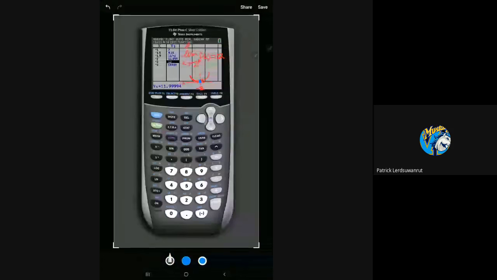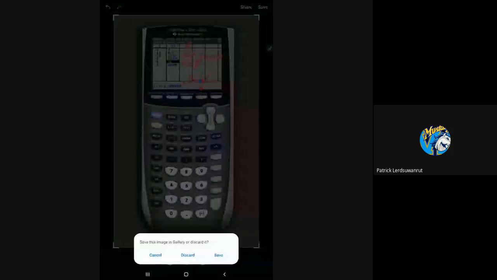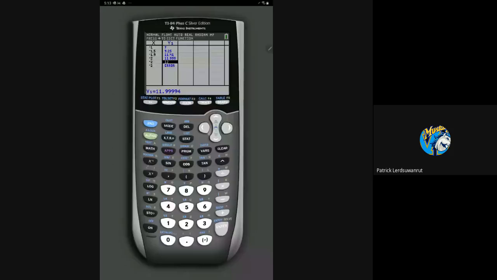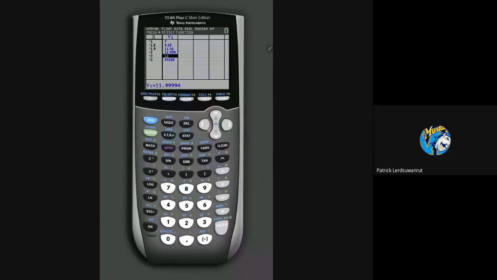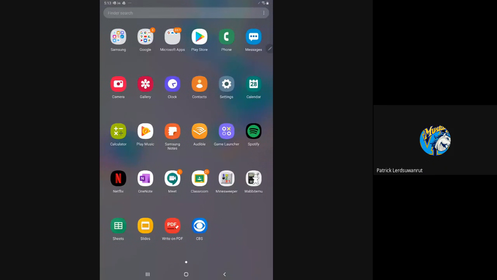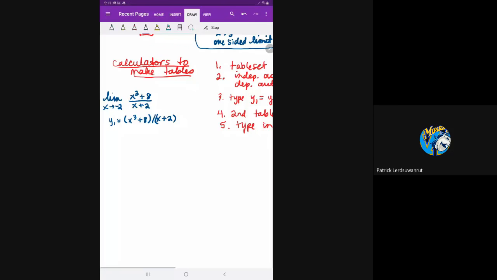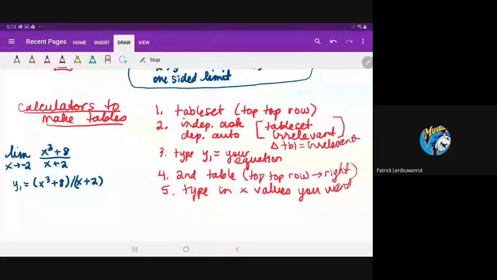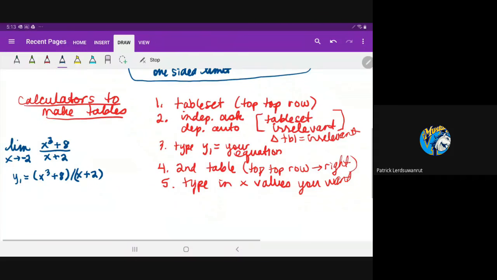Okay, so were the limits the same on both sides? Yes, so that would be the overall limit. Okay, so let's go back to this. So that kind of gives you an idea of what limits mean.